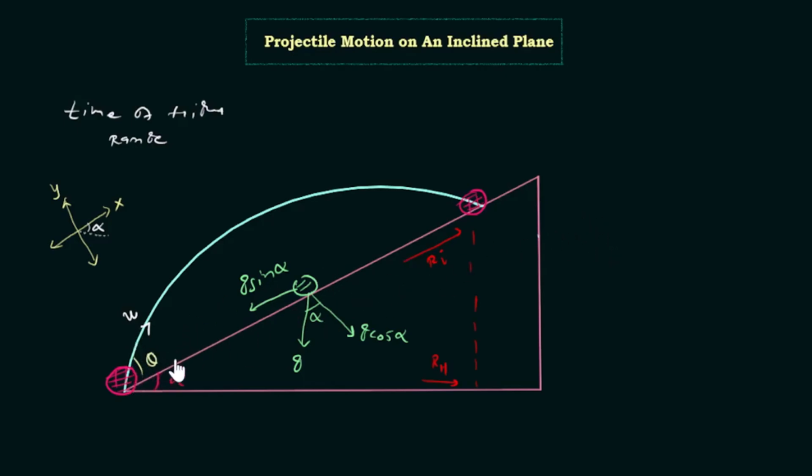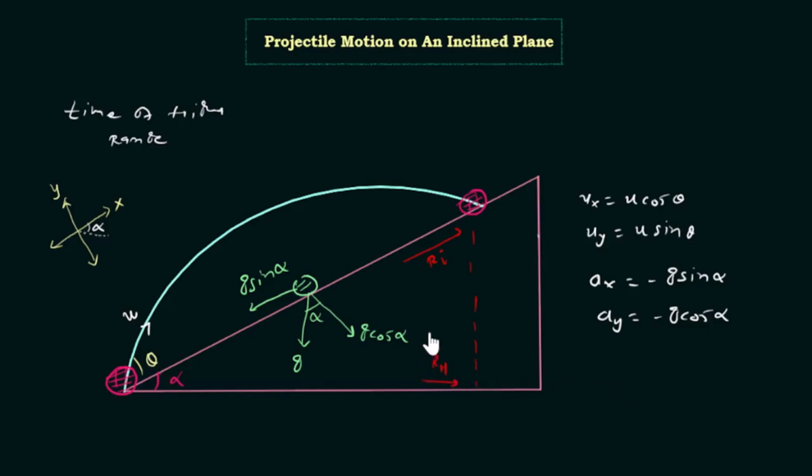So if the object is projected with initial velocity u, the initial velocity's x component will be u cos theta. So ux is going to be u cos theta, uy is going to be u sin theta, ax is going to be minus g sin alpha, and ay is going to be minus g cos alpha, right?